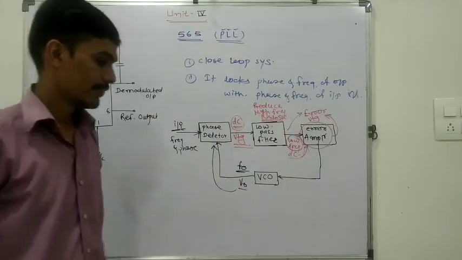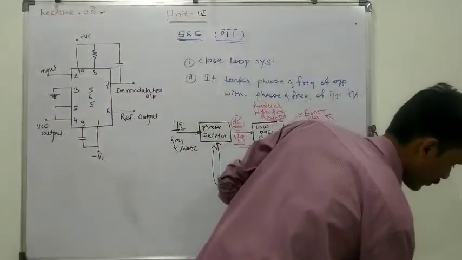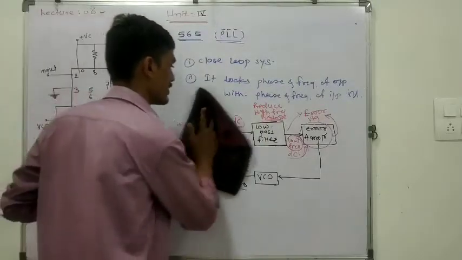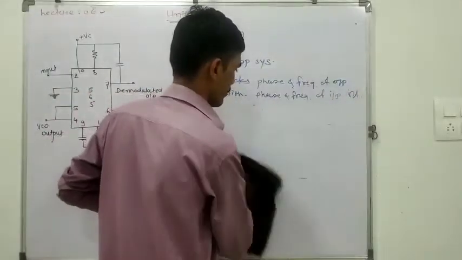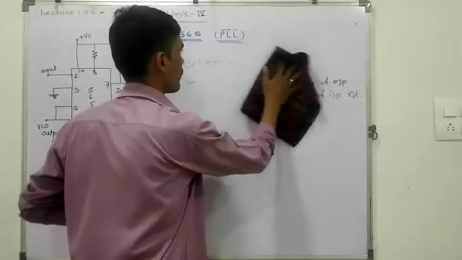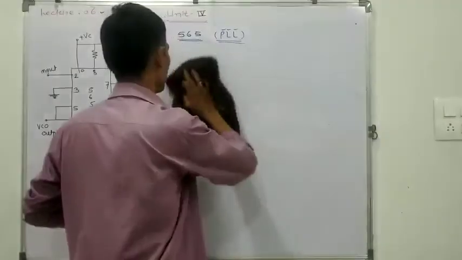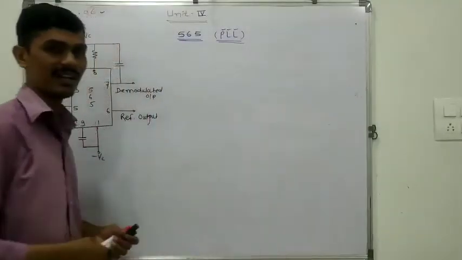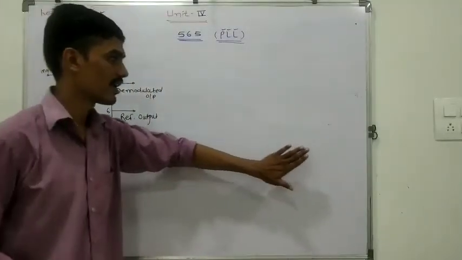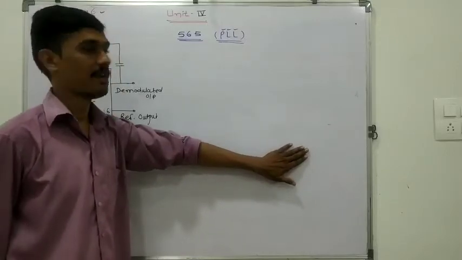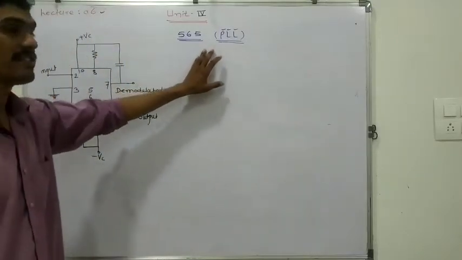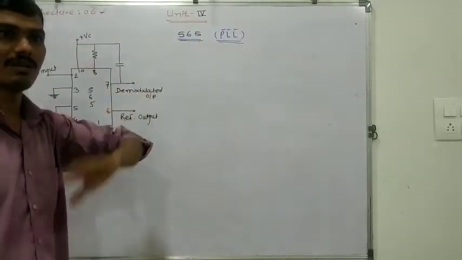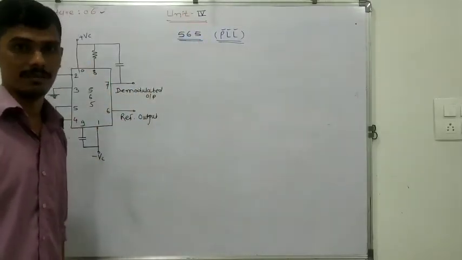Similarly, in this chapter we are going to discuss the 565. In the 565 IC, the same block schematic is available. Whatever we are discussing is a generalized block schematic, and if we talk about the 565 IC, the same block or same circuit is available internally.